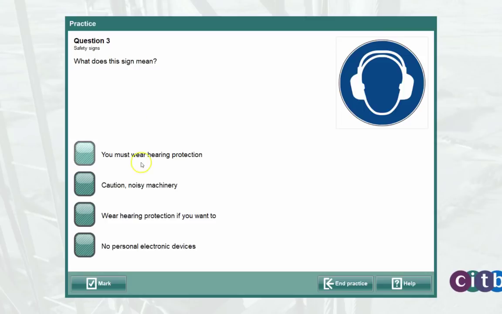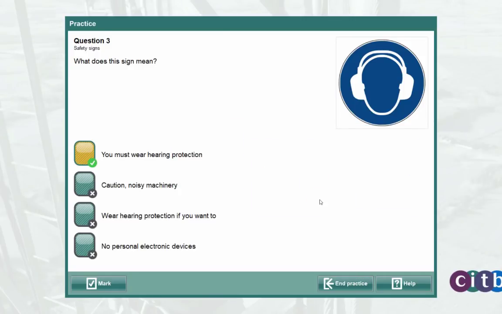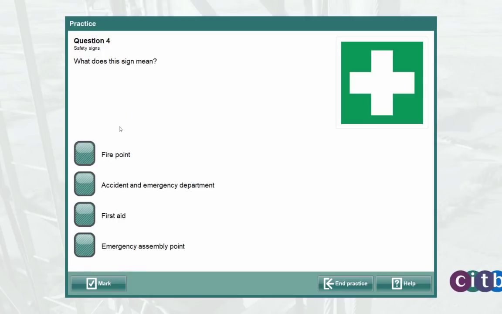What does this sign mean? You must wear hearing protection. Caution, noisy machinery. Wear hearing protection if you want to. No personal electronic devices. What does this sign mean? Fire point. Accident and emergency department. First aid. Emergency assembly point.